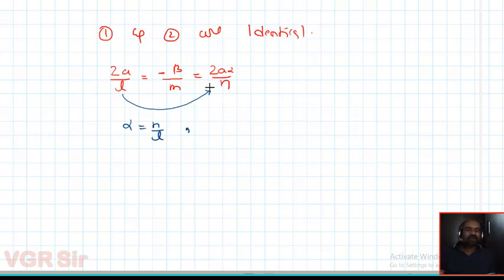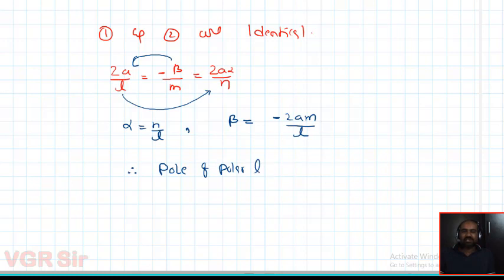Now I compare the first two to get beta. So beta is equal to minus 2am by L. Therefore the pole of the polar Lx plus My plus n equal to 0, with respect to y square equal to 4ax, is (n by L, minus 2am by L). That is the important thing, it should be remembered.